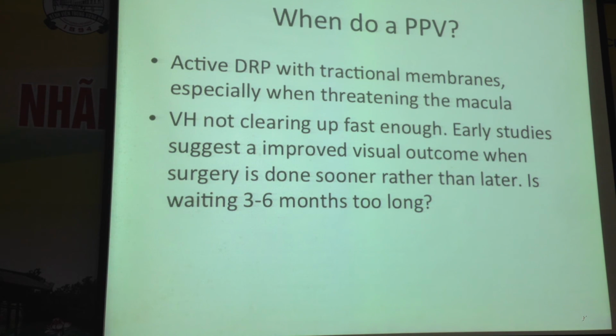Coming back to this, active DRP, tractional membranes, especially when the macula is threatened, do a vitrectomy. It makes no sense, if the macula is threatened, to do laser first and then send the patient to a retinal specialist, because by then the macula will have detached and the visual outcome will be much lower.